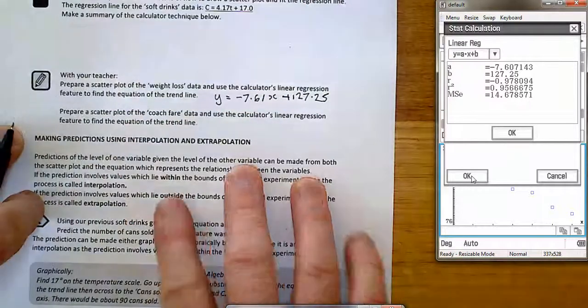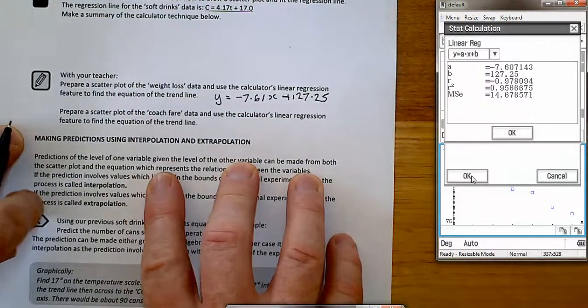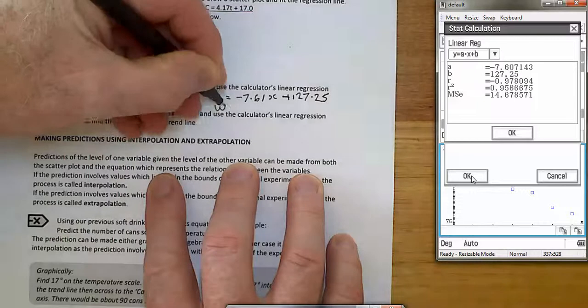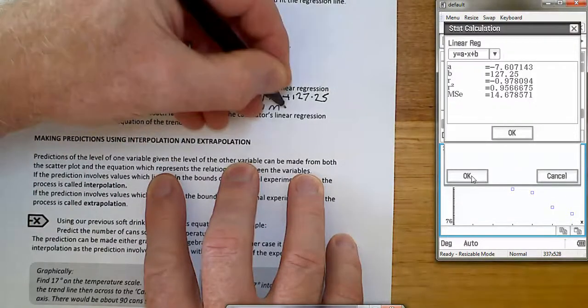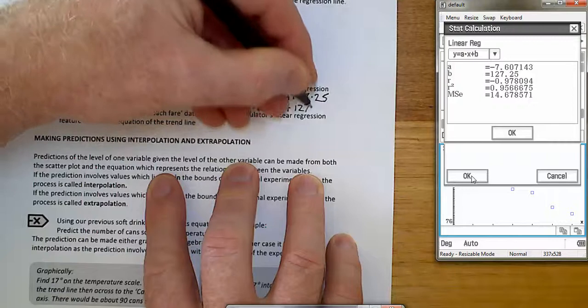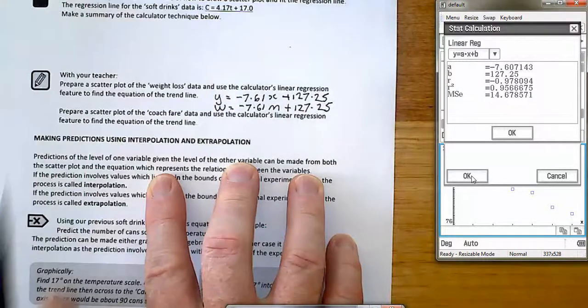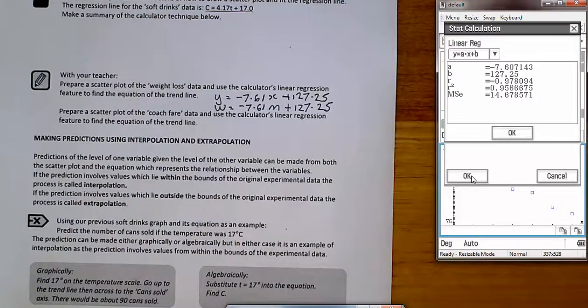If you want to put that in terms of weight and months, you could say on the y-axis we have weight equals negative 7.61 times the number of months plus 127.25. Okay, so that's the relationship it's given us.